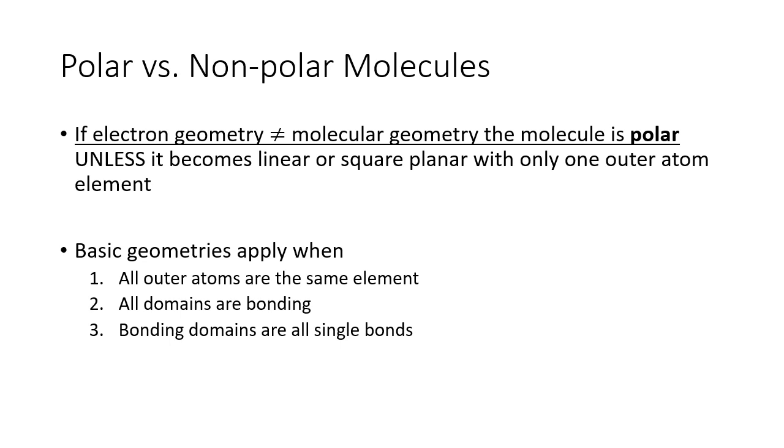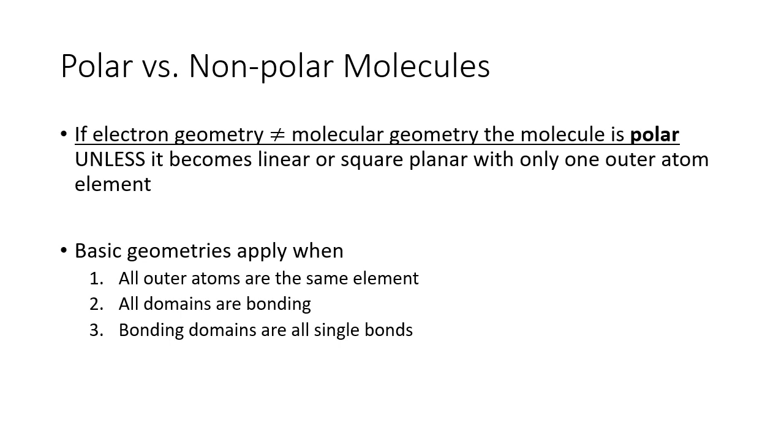So basic geometries will apply when all outer atoms are the same element, when all domains are bonding domains, and when bonding domains are all single bonds. Anything other than that, and the electron geometry will not match the molecular geometry, and you will have a polar molecule unless it's linear or square planar. Okay, so let's talk a little bit more about what this means.